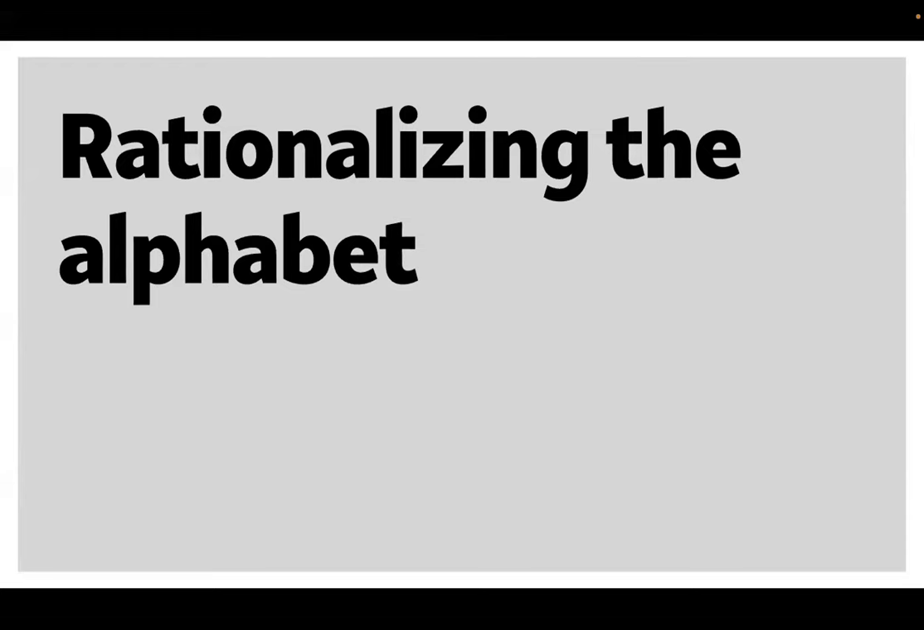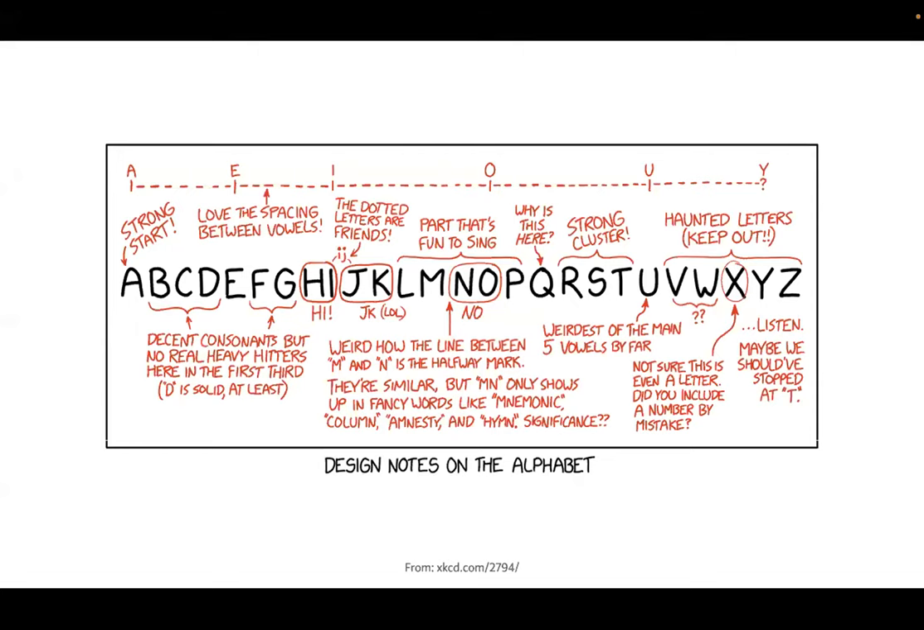So how do we think about the alphabet as a design system? I want to talk a little bit about the alphabet, A to Z in English, and how I think about it as someone who designs letters. I found this XKCD comic that deeply resonated with me. I love how he says that the letters start out strong, and then the dotted letters I and J are next to each other, they're friends. And then V through Z are haunted letters, and I'm 100% on that.